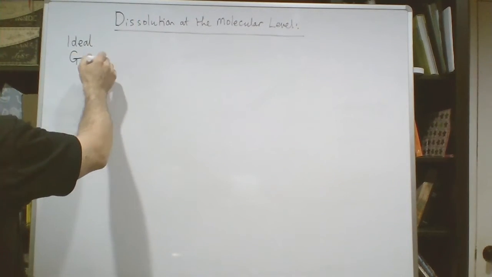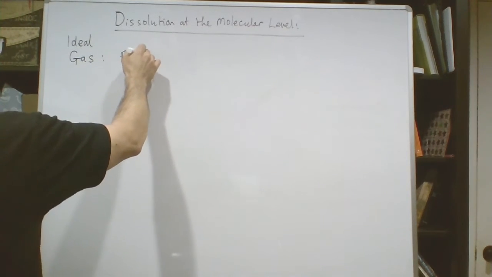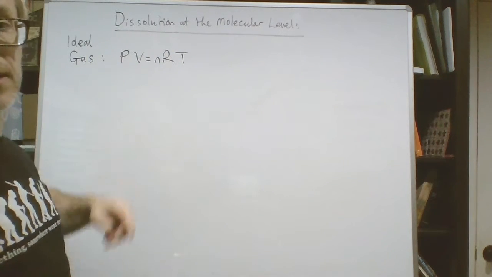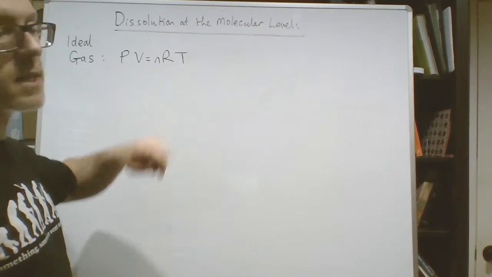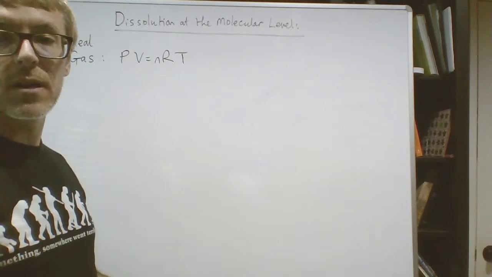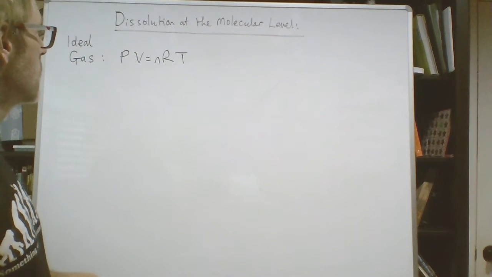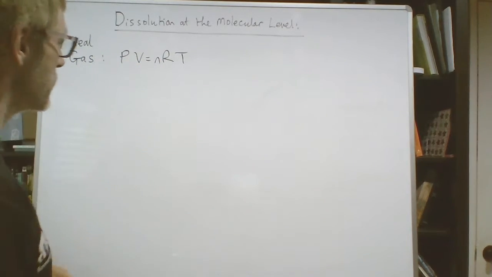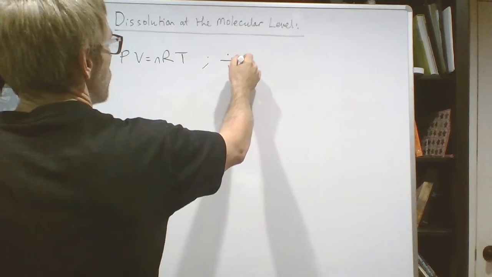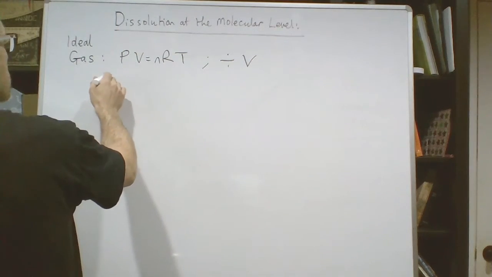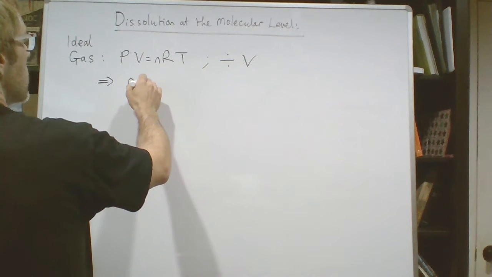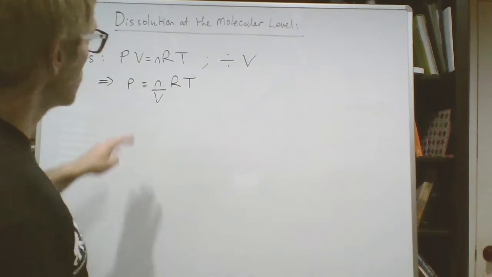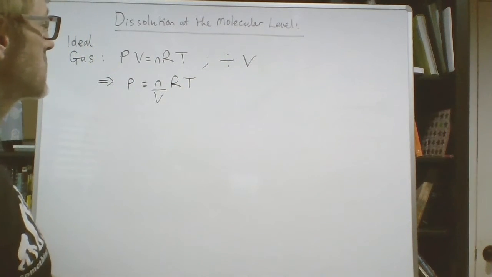And I can use the ideal gas equation. So I can use PV = nRT, where P is pressure, V is volume, n is moles, R is the ideal gas constant, and T is temperature in units of Kelvin. If I manipulate this equation a little bit, I'm basically going to divide both sides by V. So let's divide through by V. So we have P = (n/V)RT. Okay, so we have this manipulated form of the ideal gas equation.